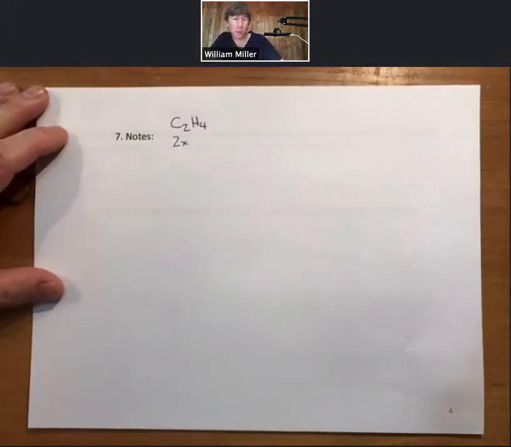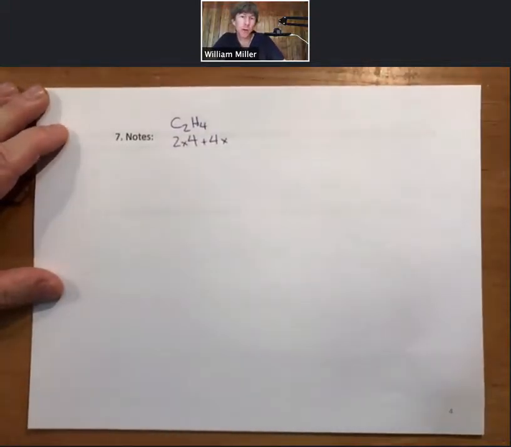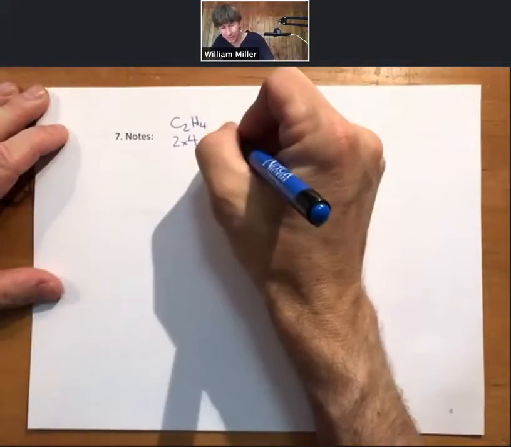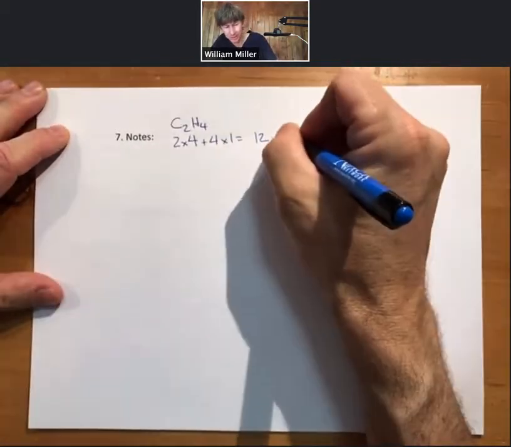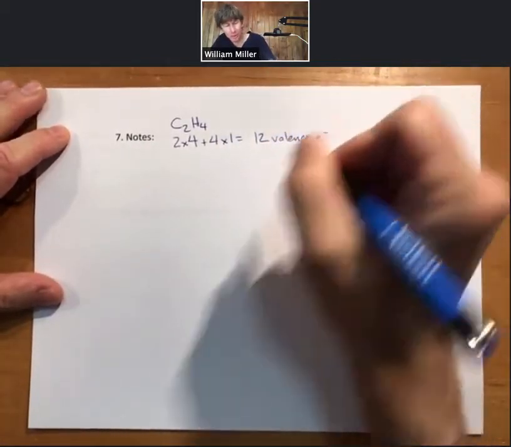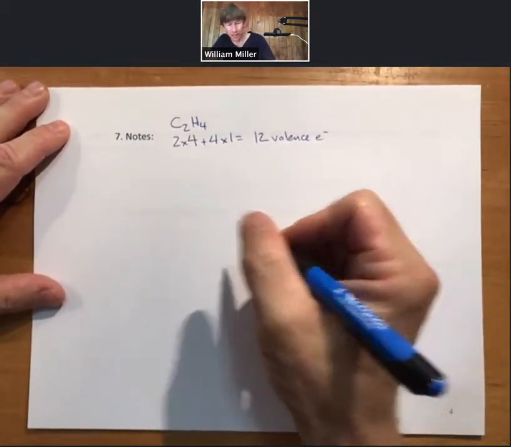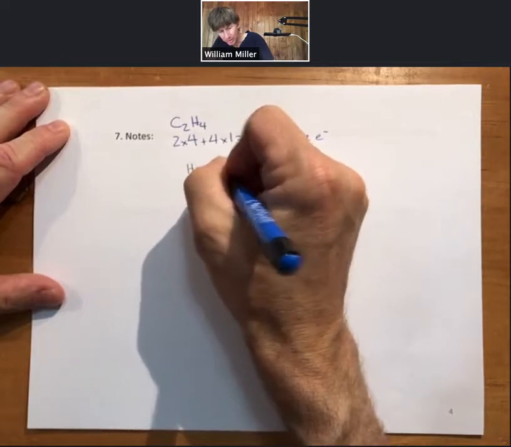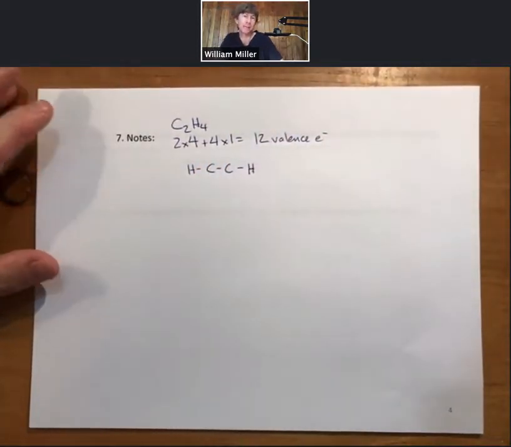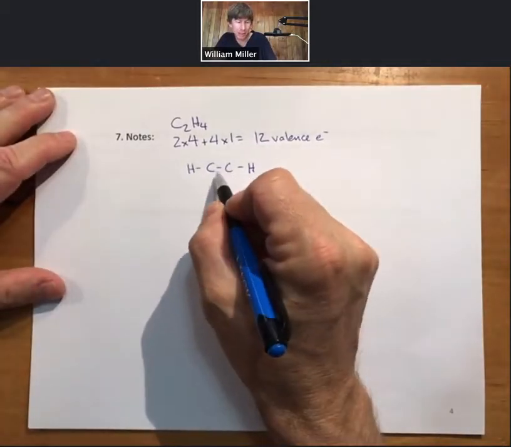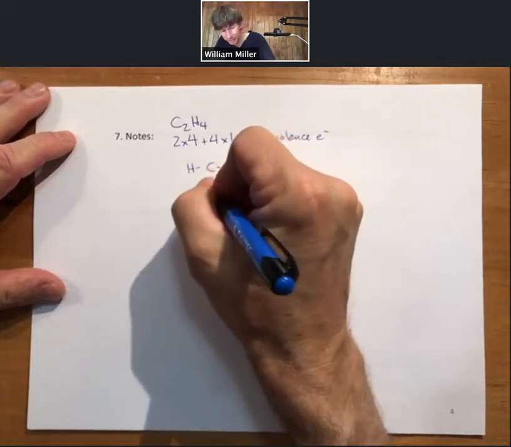Each carbon has 4 valence electrons. We have 4 hydrogens, each one has 1 valence electron. So we have a total of 12 valence electrons to put into our Lewis structure. Now we talked about how hydrogen cannot be a center atom. One thing that's a little strange about having 2 carbons in a molecule is that they do tend to be connected to each other and then have the H's around them.